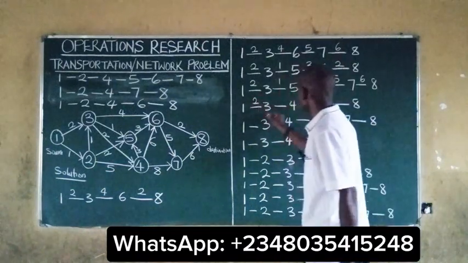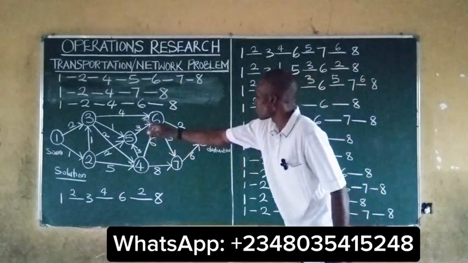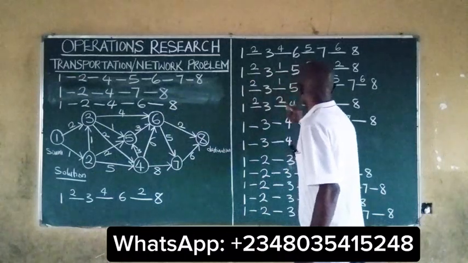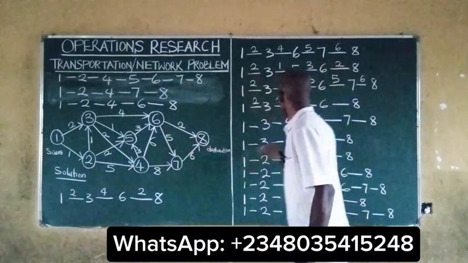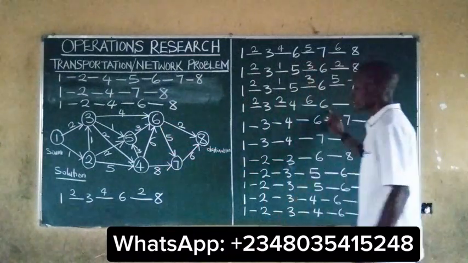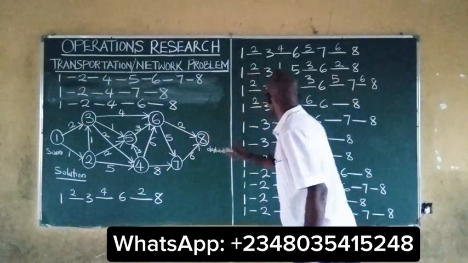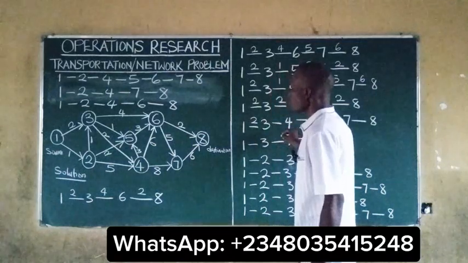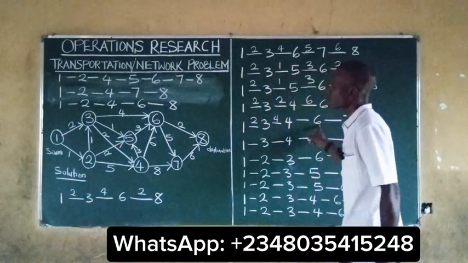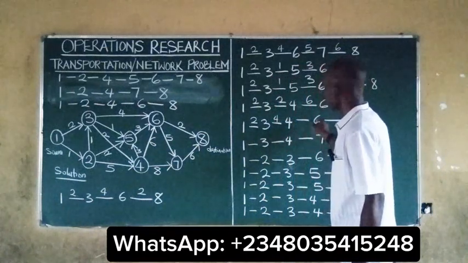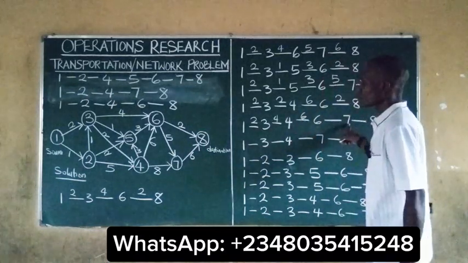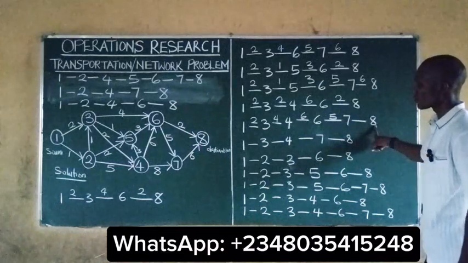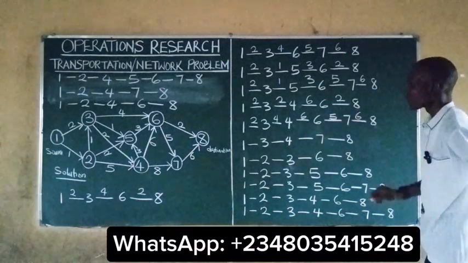1 to 3, we have 2 kilometers. 3 to 4, we have 2 kilometers. 4 to 6, we have 6 kilometers. 6 to 8, we have 2 kilometers. 1 to 3, 2 kilometers. 3 to 4, we have 4 kilometers. 4 to 6, we have 6 kilometers. 6 to 7, 5 kilometers. 7 to 8, 6 kilometers.